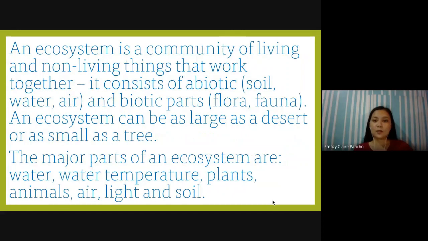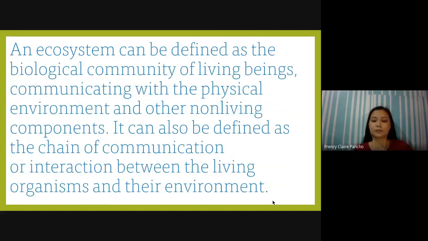An ecosystem is a community of living and non-living things that work together. It consists of abiotic parts, soil, water, and air, and biotic parts, flora and fauna. An ecosystem can be as large as a desert or as small as a tree. The major parts of an ecosystem are water, water temperature, plants, animals, air, light, and soil.